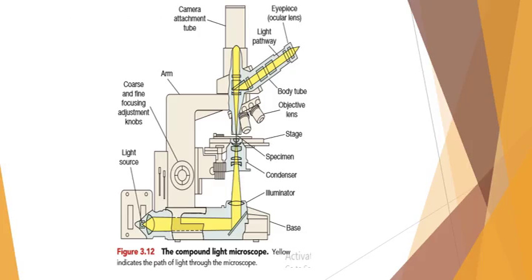So here we have a very simplified presentation from light source to one eye through an eyepiece. This yellow color indicates the path of light within a microscope.